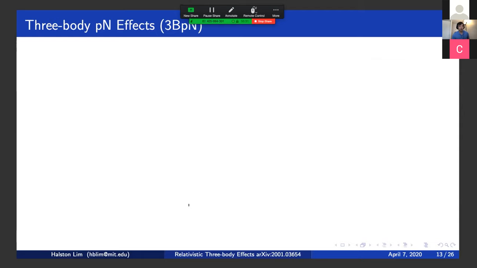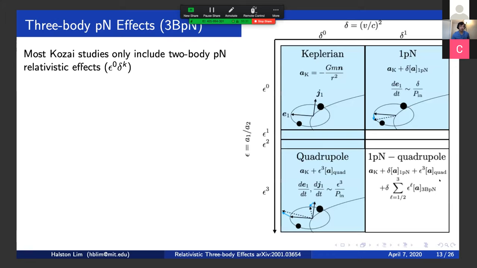So if the two body 1PN terms are important, what about these three body 1PN terms that are 1PN but also due to a third body? How do those affect the Kozai mechanism?